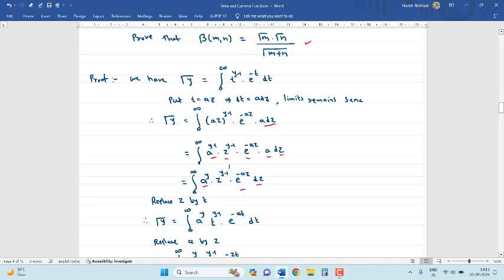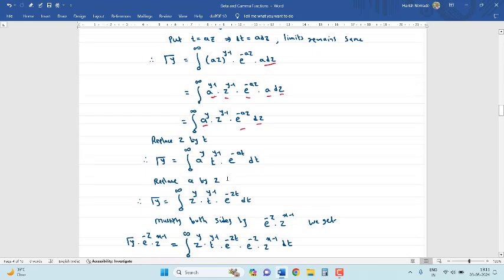Here we replace this z by t, so just a change of variable. So gamma y is equal to integration from 0 to infinity e raised to y into t raised to y minus 1 into e raised to minus at dt. And again replace a by z. So gamma y is equal to integration from 0 to infinity z raised to y into t raised to y minus 1 into e raised to minus zt dt. So this is the value of gamma y.